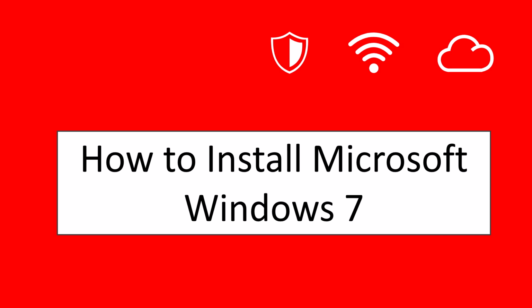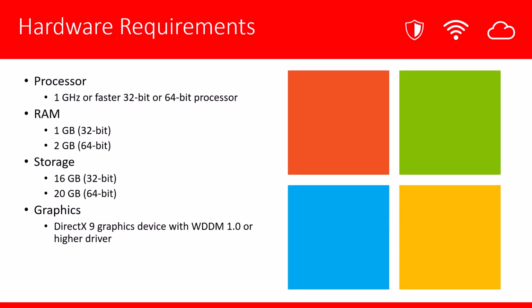In this video demonstration, we're going to review how to install Microsoft Windows 7. Before we do the demonstration, let's take a look at the hardware requirements. And by the way, at the time of this video recording, Windows 7 has been end of life since 2020. However, it's still a good operating system, especially if you're in the field of cybersecurity. You'll notice that the processor, RAM, storage, and graphics requirements are very low. Most modern PCs can handle this without an issue.